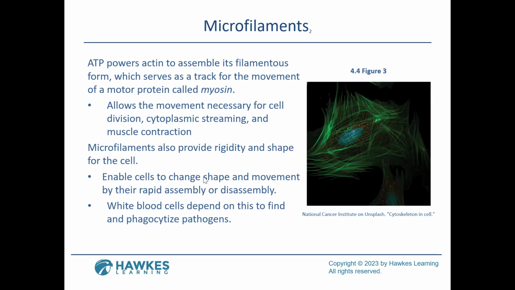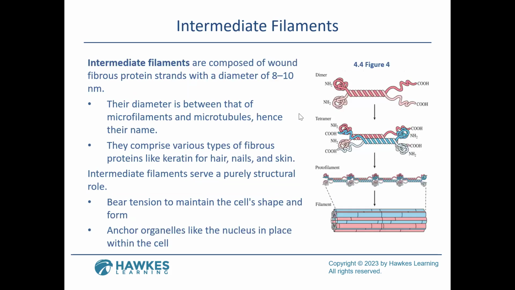Intermediate filaments are composed of wound fibrous protein strands with a diameter of 8 to 10 nanometers. Their diameter is between that of microfilaments and microtubules, hence their name. They comprise various types of fibrous proteins like keratin for hair, nails, and the skin. Intermediate filaments serve a purely structural role. So they bear tension to maintain the cell's shape and form. So these are the intermediate filaments, and they are important.